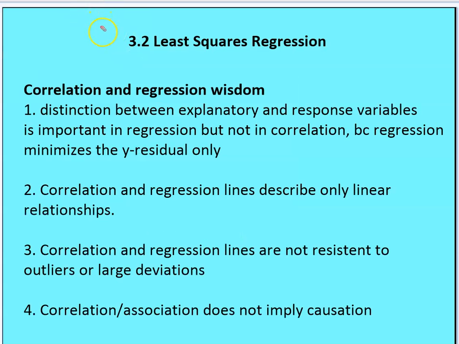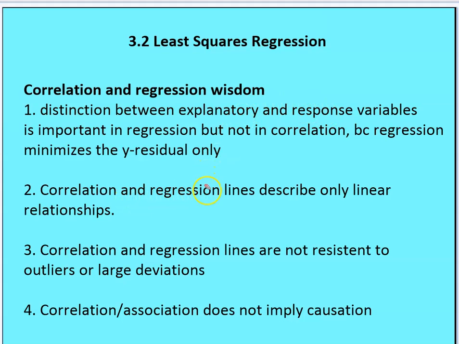All right, so we're nearing the end. So we need to talk about correlation and regression. So there's a distinction between explanatory and response variables is important in regression, but not in correlation, because regression minimizes the y residual only. In correlation, it doesn't matter which one is x and which one is y. The correlation will give you that relationship regardless of which one is the response or explanatory variable. But because regression is minimizing the response variable, it matters which one is identified as which.